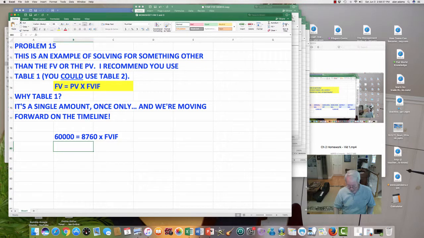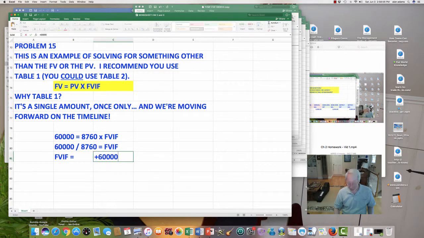So we divide both sides by 8,760. That's going to become $60,000 divided by 8,760, and that's going to be equal to the FVIF, and we'll use that to help us out. So the FVIF, therefore, is going to have to be equal to $60,000 divided by 8,760, and obviously the number is, I'm going to give us a lot of decimal places here, 6.8493.